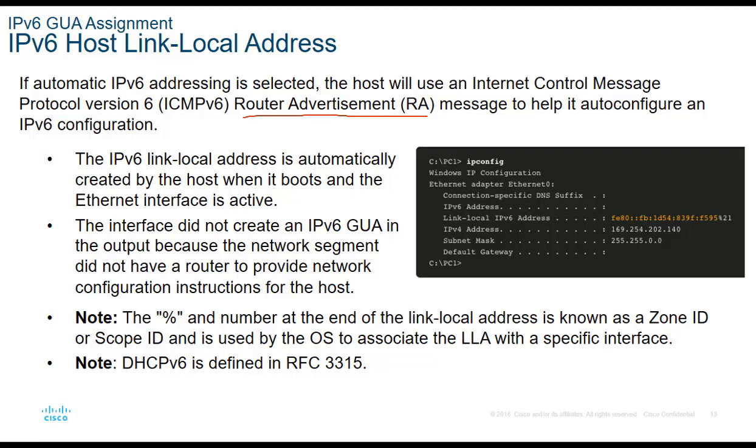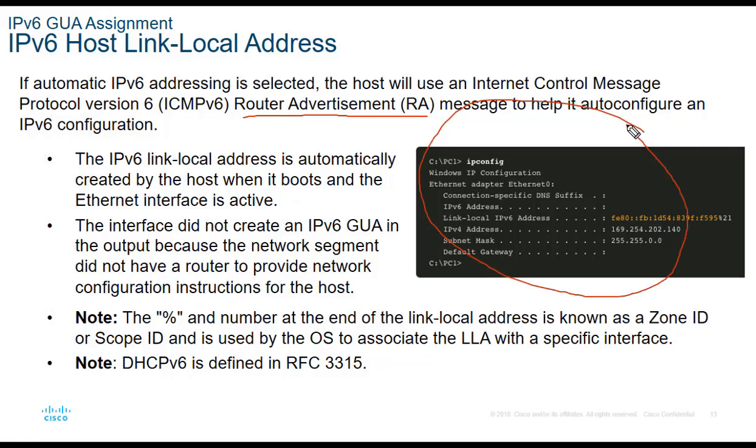An IPv6 router on the same link as the host that requires an IPv6 address automatically will send out an RA message that suggests to the host how to obtain its IPv6 address information. The IPv6 link local address is automatically created by the host. As soon as the host boots up and the Ethernet interface or network interface card is active, or it picks up a wireless connection and it's connected, it automatically creates a link local address. If you go to the command prompt and type ipconfig, you will notice it has already generated a link local address on the interface.